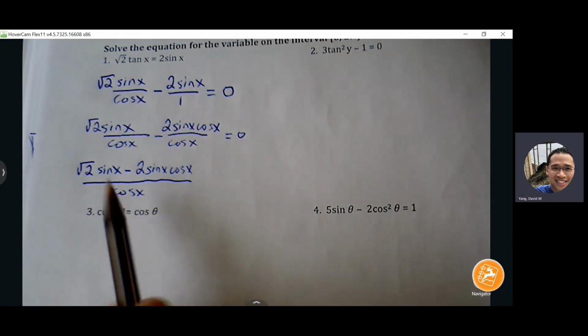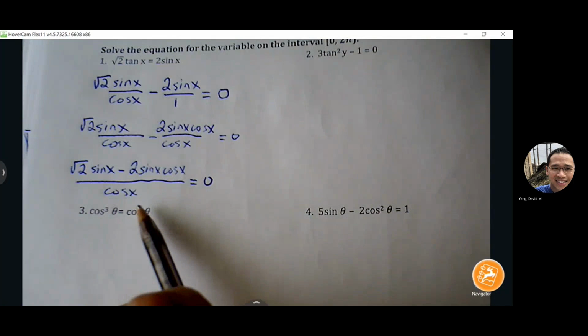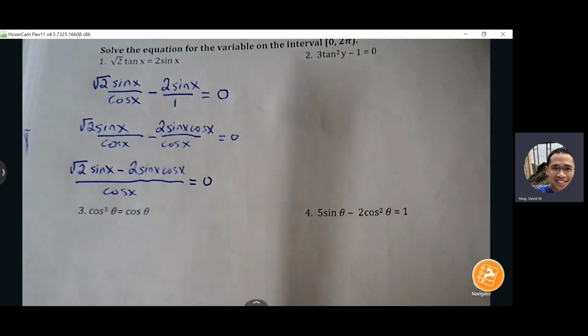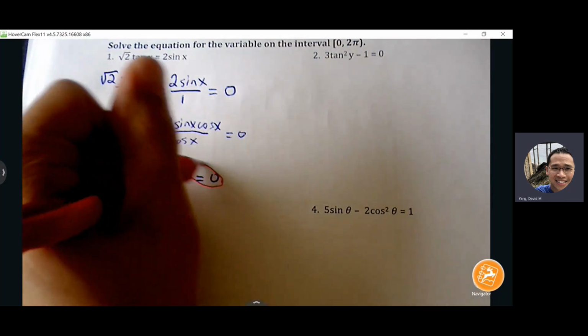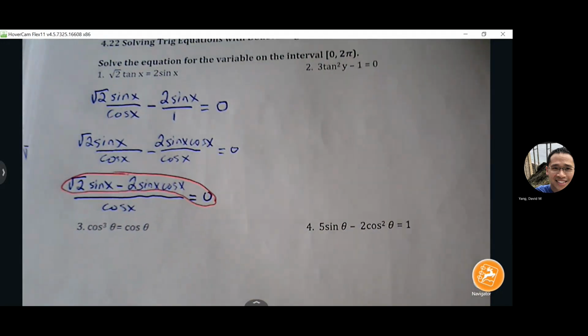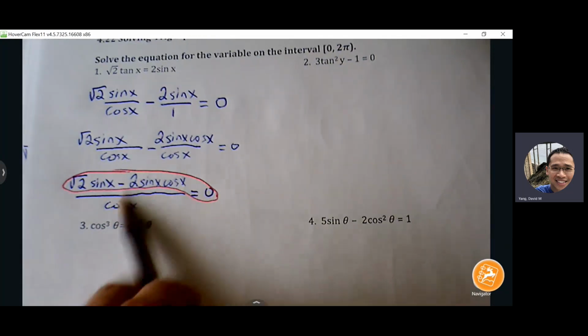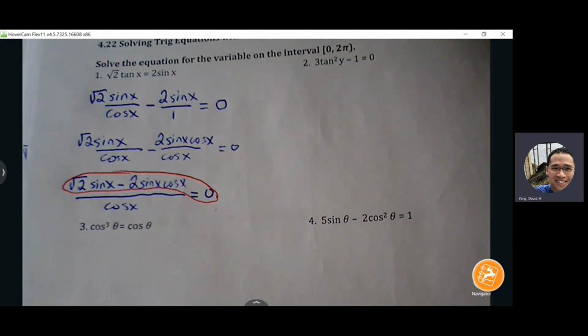Okay, so if I'm trying to set this equal to 0 and trying to solve, I'm never going to worry about my denominator because my denominator would tell me where my solution is undefined. I don't care about where my solution is undefined. I'm looking for solutions. So if I'm ever setting a fraction equal to 0, I'm only setting the numerator equal to 0. The denominator, I'm not going to set that equal to 0.